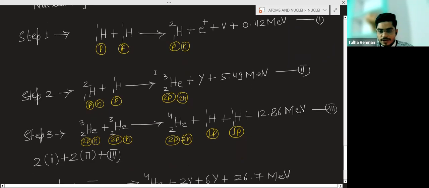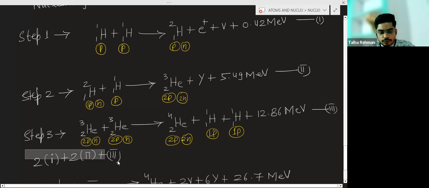In the third step, now we have helium. This helium will combine with another helium to give this, and along with this we have 1H1 and 1H1. I have written the number of protons and neutrons. A release of energy of 12.86 mega electron volt occurs. This much energy will be released. So in 3 steps, the fusion reaction will take place.